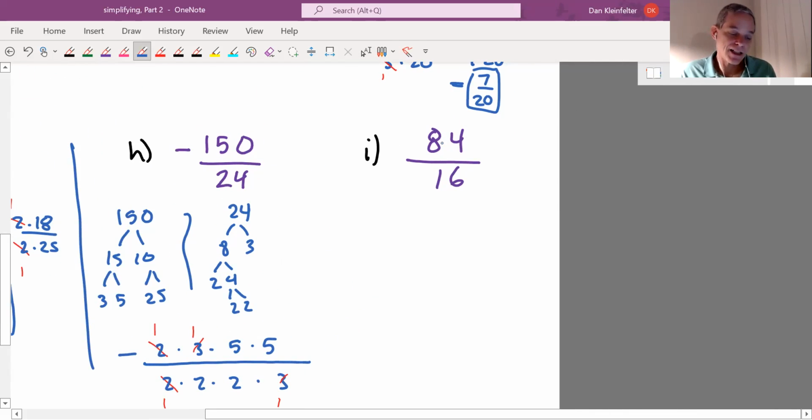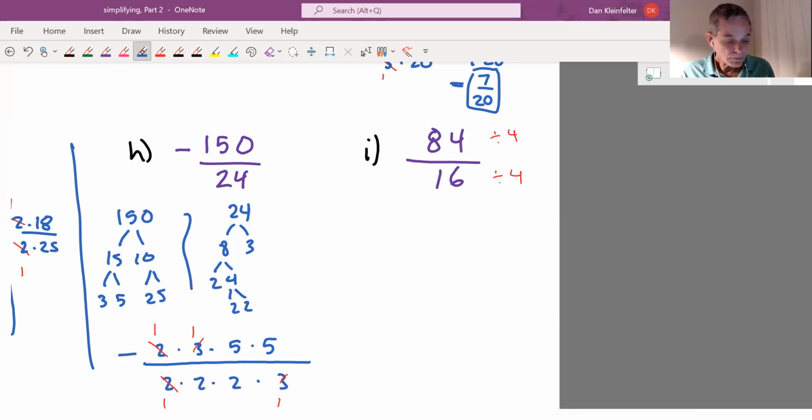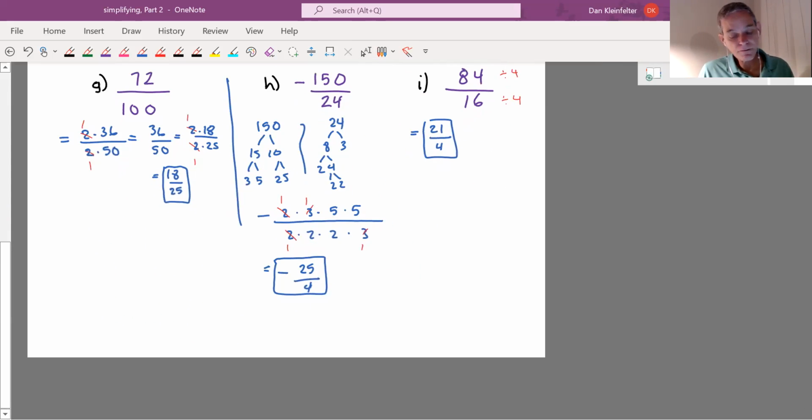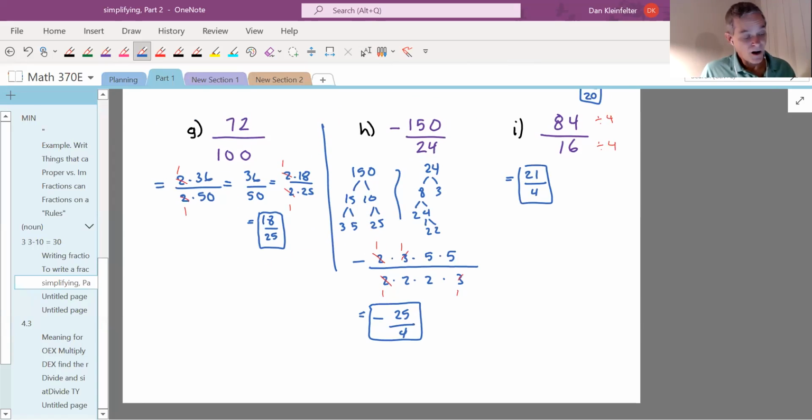All right, 84/16. I can see that both 84 and 16 are divisible by 4. So we're going to divide the numerator and denominator by 4. So 84 divided by 4 is going to be 21. And 16 divided by 4 is going to be 4. And that's it. Okay.